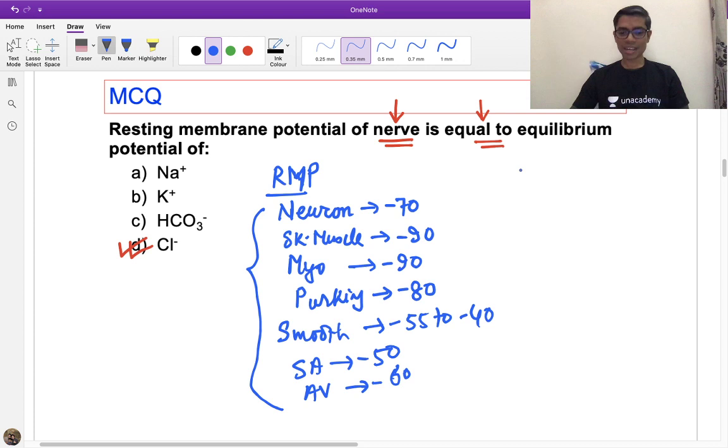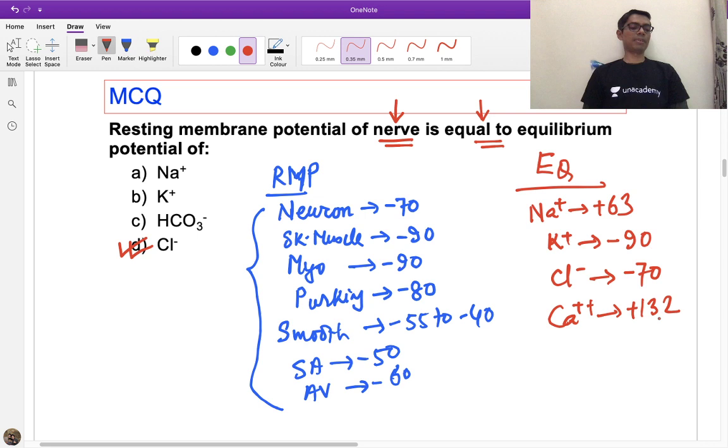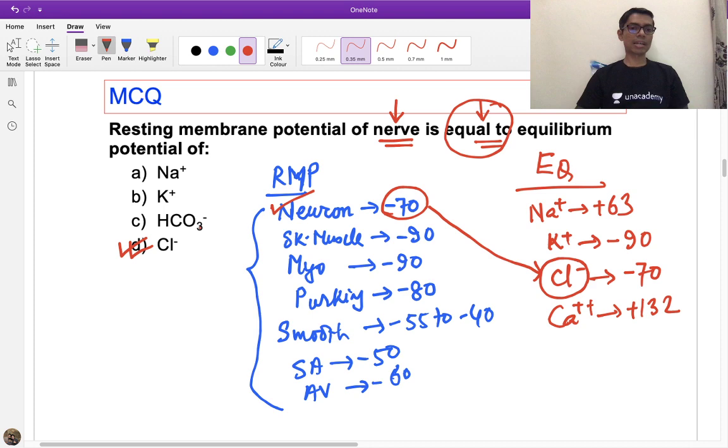Now on the other hand, the equilibrium potential of sodium ion is plus 63. Equilibrium potential of potassium ion, minus 90 millivolt. Equilibrium potential of chloride, minus 70. Equilibrium potential of calcium, plus 132 millivolt. Now here your question is "equal to", and they are asking about neuron. So easily you can understand, neuron RMP is minus 70 millivolt. This is exactly equal to the equilibrium potential of which ion? Chloride ion.